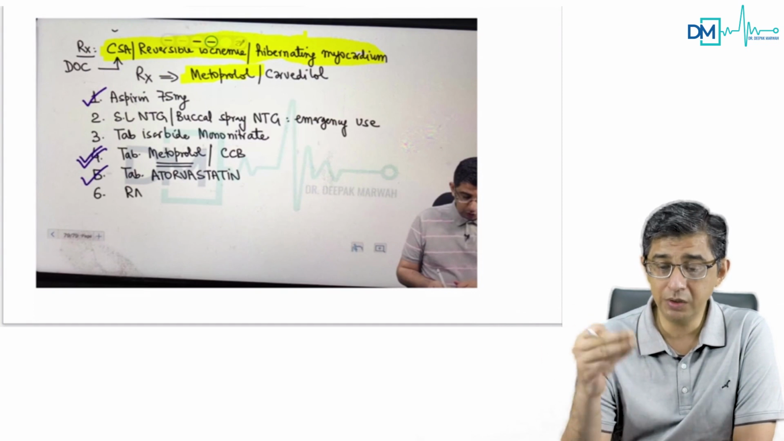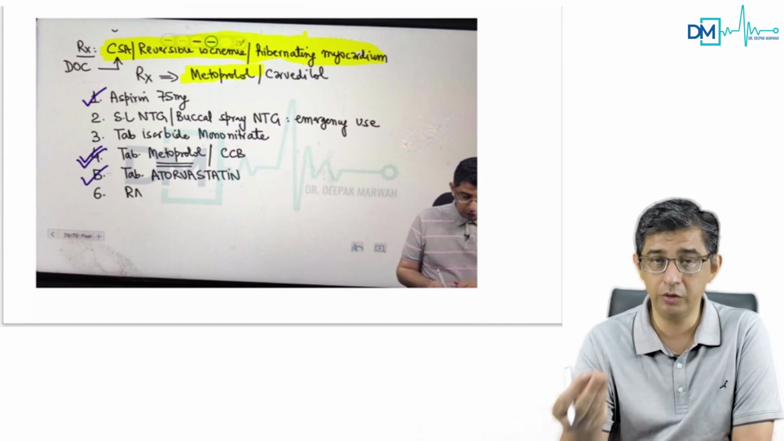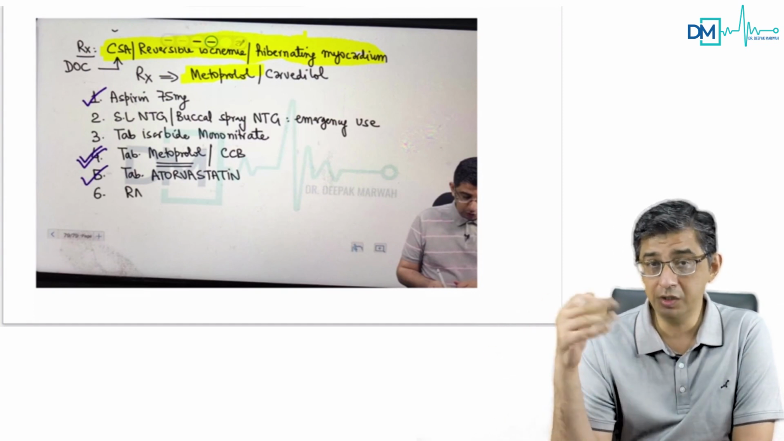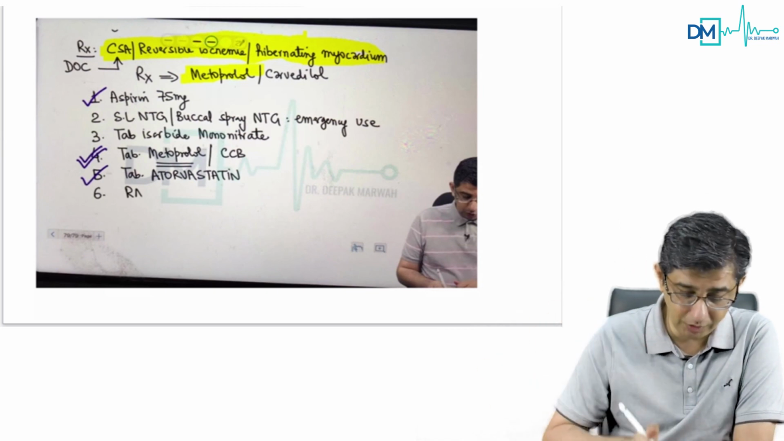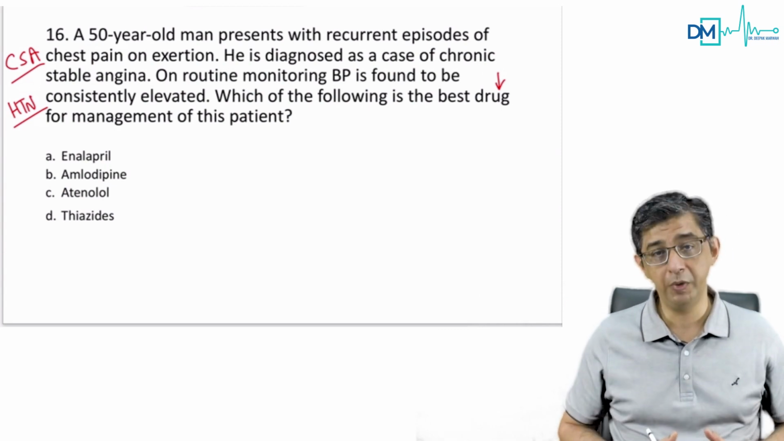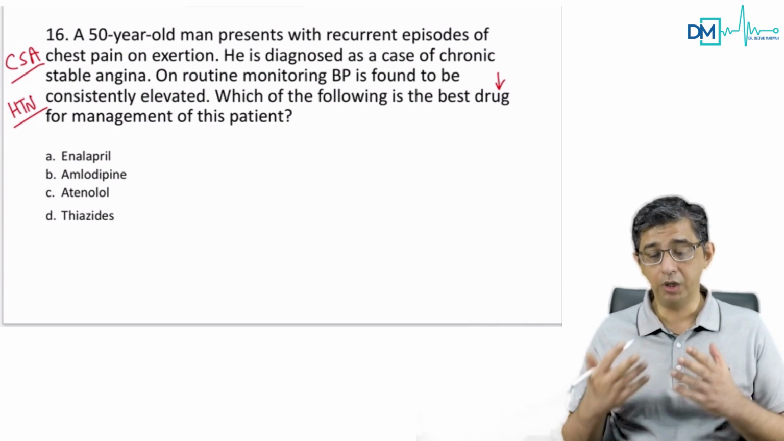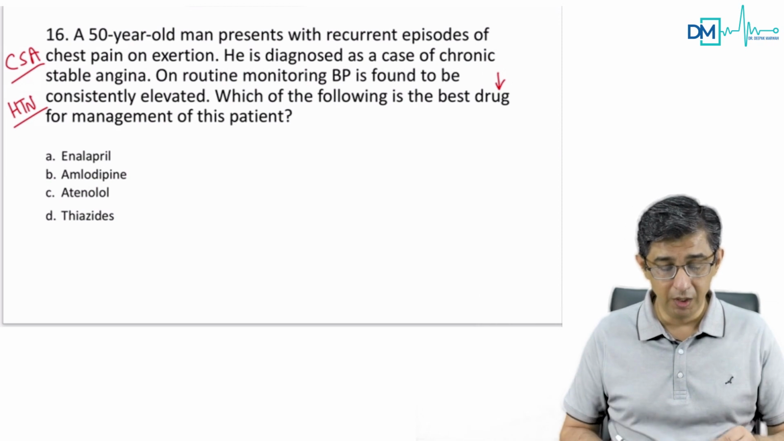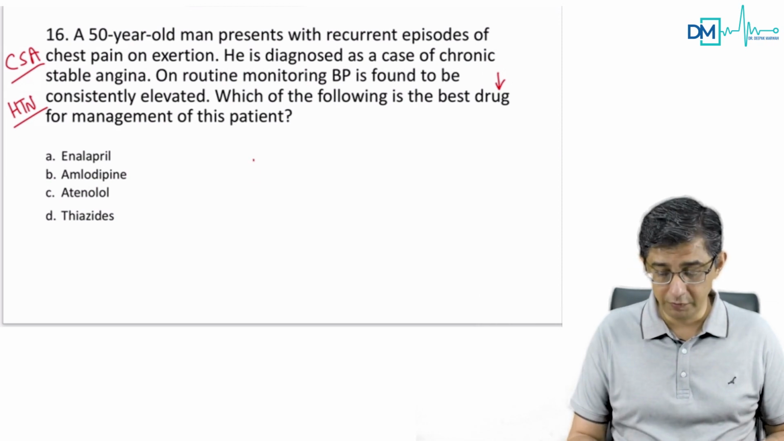In earlier times in the exam, they simply used to ask, what is the drug of choice for chronic stable angina? And this time, instead of asking you the drug of choice, they give you a clinical history of a chap with chronic stable angina with a risk factor of hypertension. If you combine the two, the bottom line is, guys, if a chap is having chronic stable angina and hypertension, it's always going to be beta blockers.